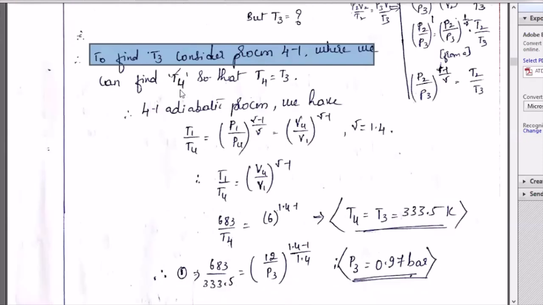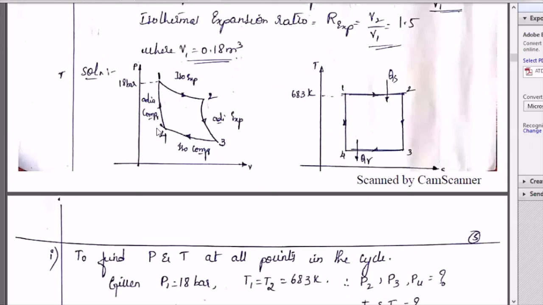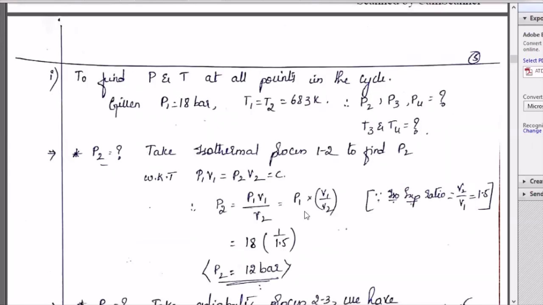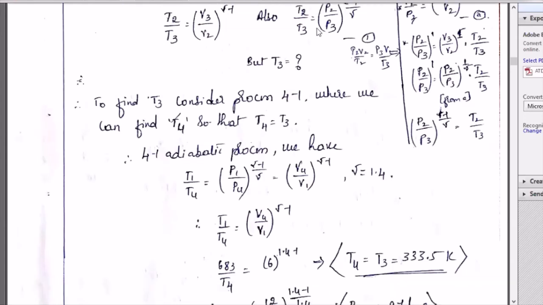Now for the 4 to 1 process, it is an adiabatic process, and the formula will be T1. Simple way you can take it: which volume is more in 4 to 1? V4 is more. So V4 by V1 to the power of gamma minus 1. Next is the reciprocal, P1 by P4, T1 by T4, but P1 by P4 is equal to gamma minus 1 by gamma. This is what we have written here.